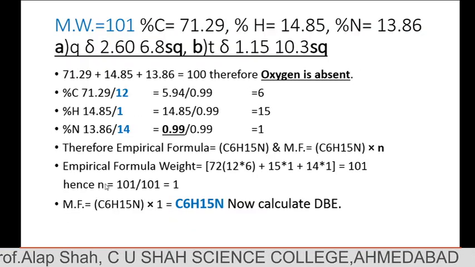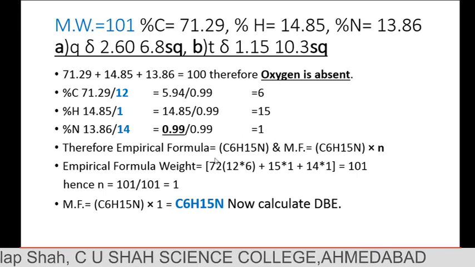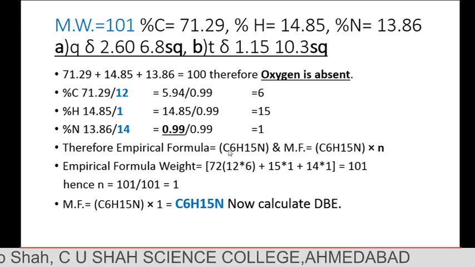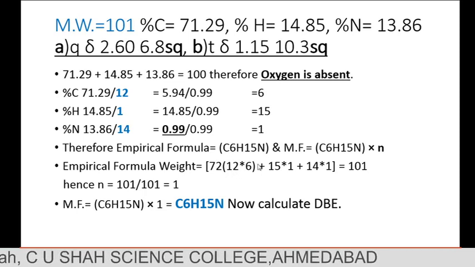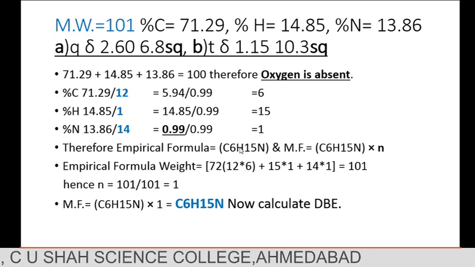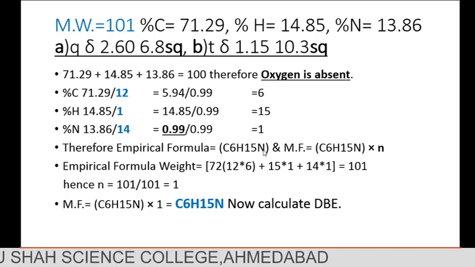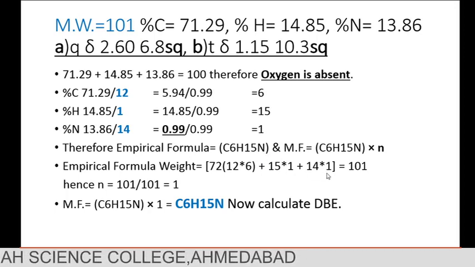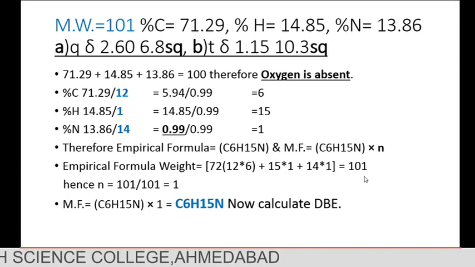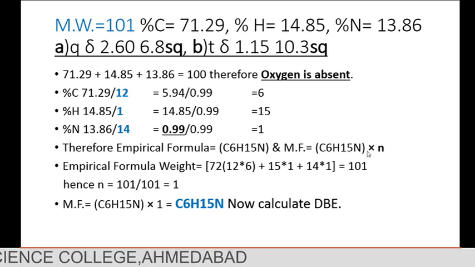So let's calculate first. This is our empirical formula, so let us calculate its weight. 6 carbons. Each carbon's atomic weight is 12, so 12 times 6 is 72, plus 15 hydrogen. Hydrogen's atomic weight is 1, so 15 into 1 is 15. And 1 nitrogen. Nitrogen's atomic weight is 14, so 14 into 1 is 14. Sum is 101.